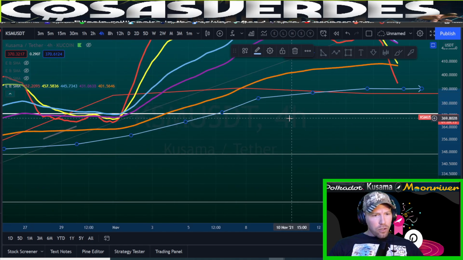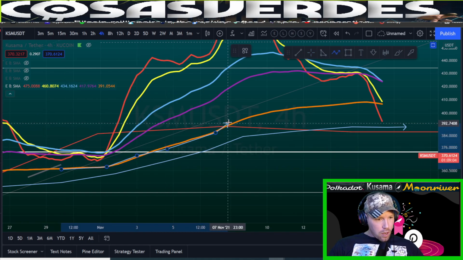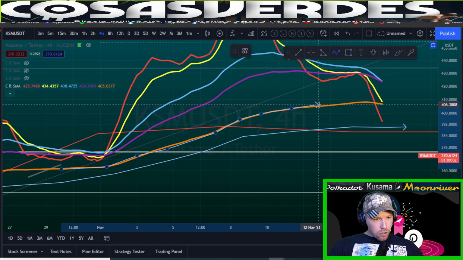And then the 4-hour 200 EMA, I am going to make a path over the orange line. That's my color scheme for 200. So no matter what chart I'm on, the orange is always the 200, the red is always the 10, the yellow is always the 21, so on and so forth.